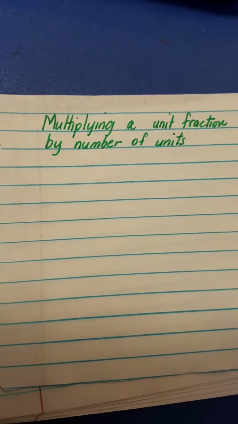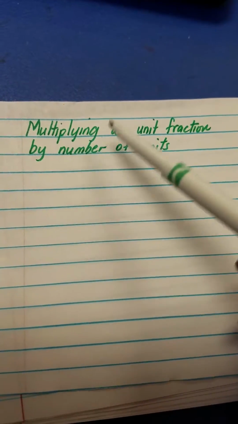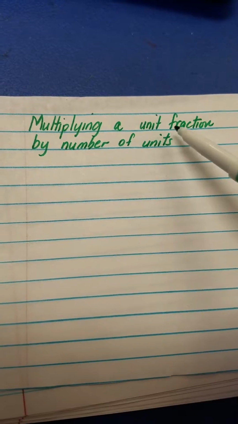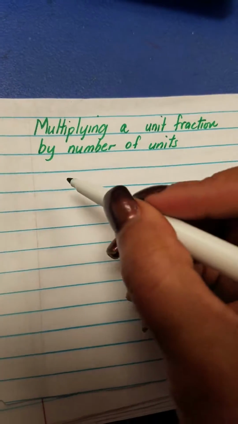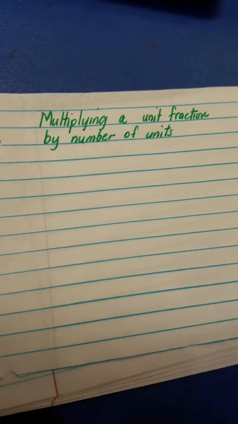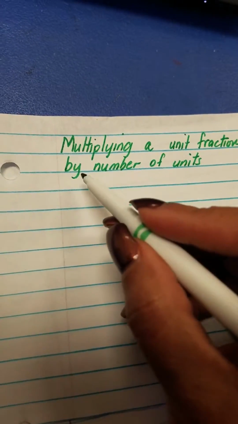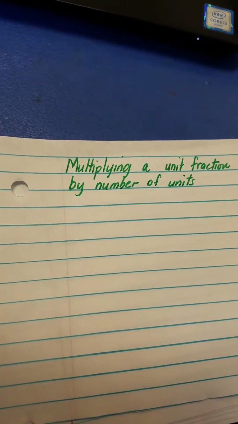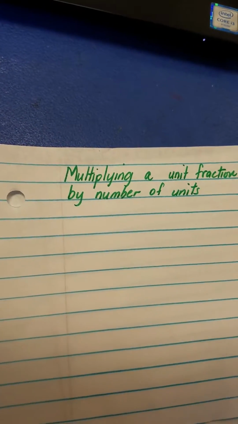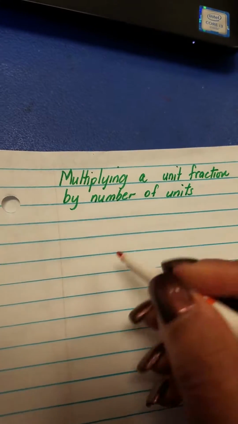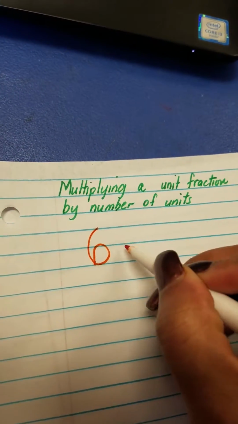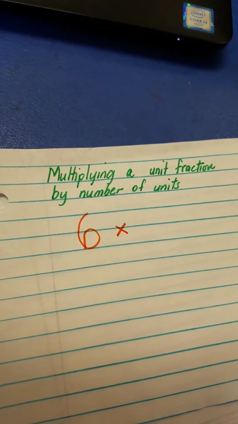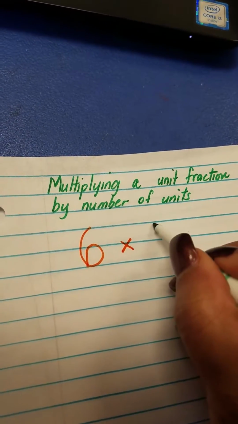So we're going to continue with fractions, and today we're going to be multiplying a unit fraction by a number of units. A unit fraction is just one piece of any fraction, and the number of units tells how many of those single units we have. For example, the number of units that I want to work with here would be 6, and the unit fraction that I want to work with would be 1/4.